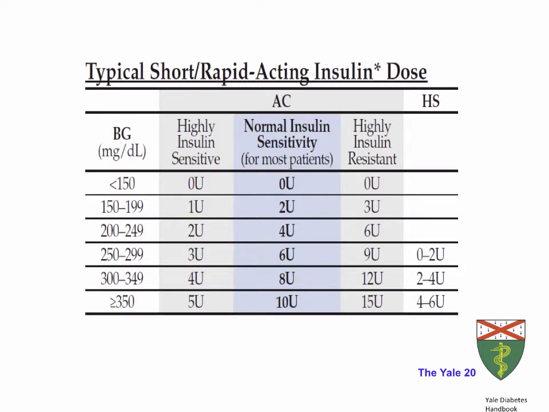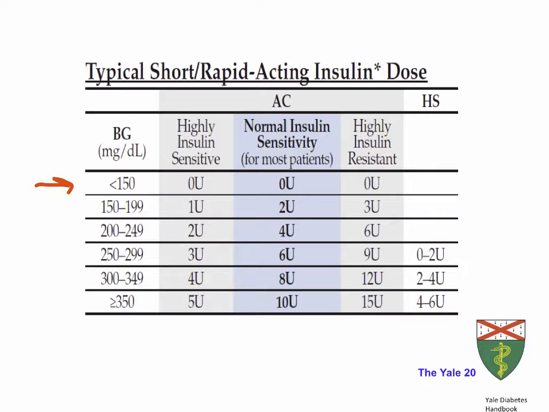This is an example of a typical correction or sliding scale insulin that we use 3 times a day with meals. As you can see, if we prick our patient's sugar before the meal and it's less than 150, typically we don't give them any insulin because that's within the range that we would already like, and we don't need to correct for any pre-meal hyperglycemia because it doesn't exist.